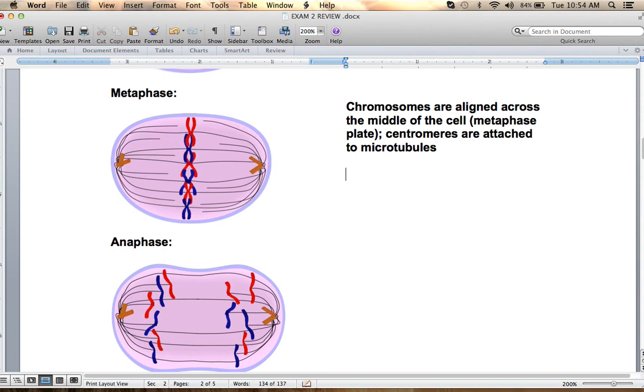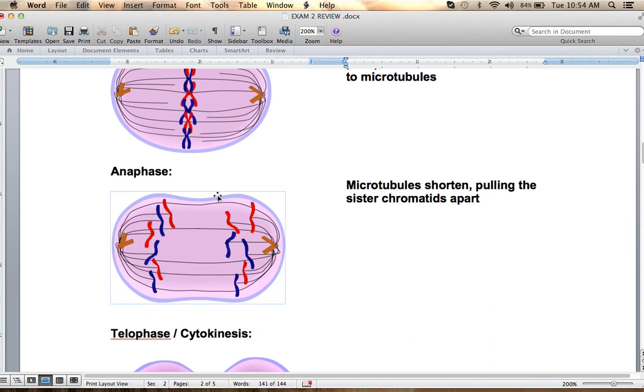And so down here in anaphase, those microtubules are going to shorten, and that's going to pull the sister chromatids apart. And this is kind of the shortest phase of mitosis. During this phase where the sister chromatids pull apart, you'll notice that as they go to opposite ends of the cell, this cell still has 1, 2, 3, 4, 5, 6 chromosomes. And this one's going to have 1, 2, 3, 4, 5, 6 chromosomes.